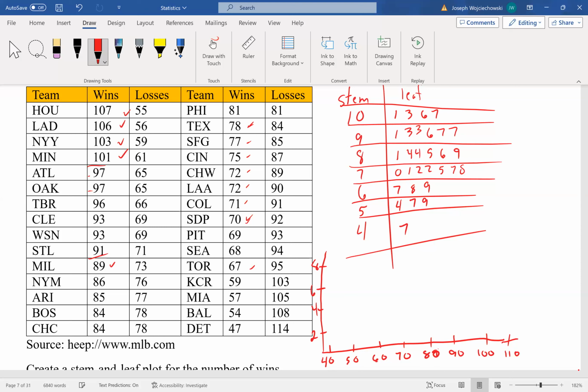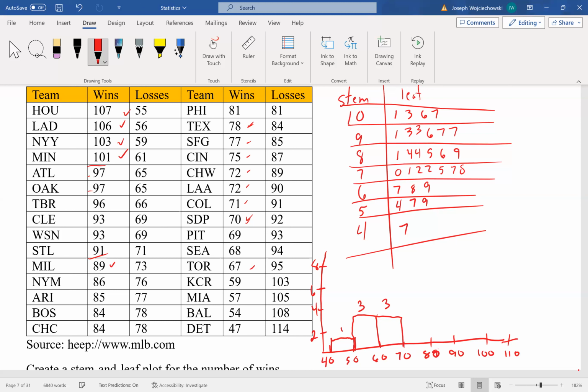Now, how many teams had between 40 and 50? 40, but less than 50. There was 1. And again, I make a note of how many. That way, if my drawing's a little off, it's not a big deal. From 50 to just below 60 is 3. From 60 to almost 70 is 3 as well.